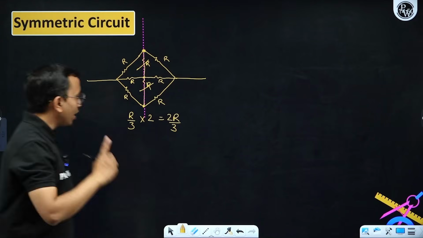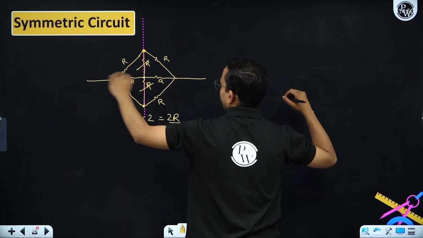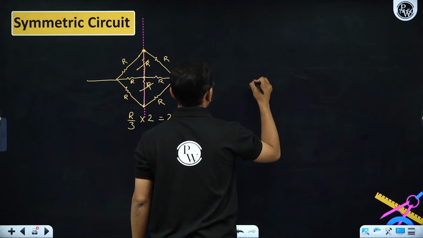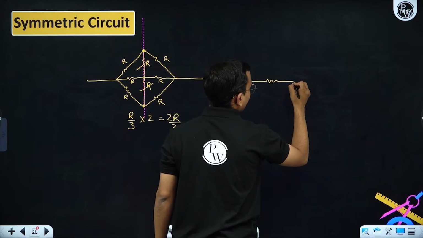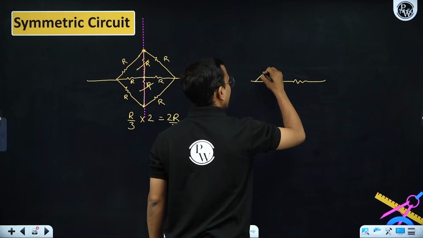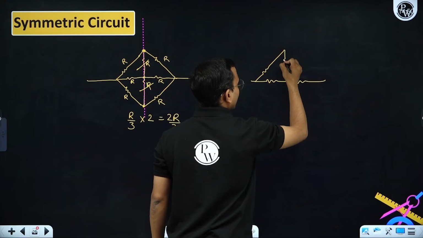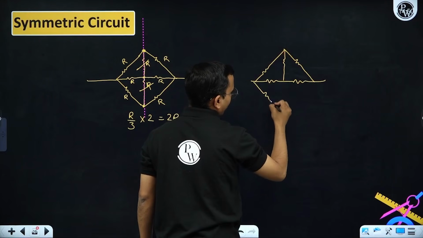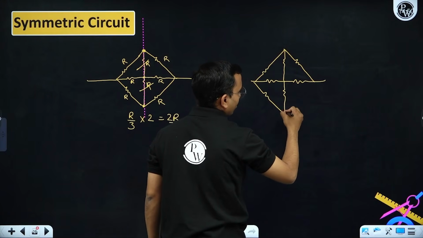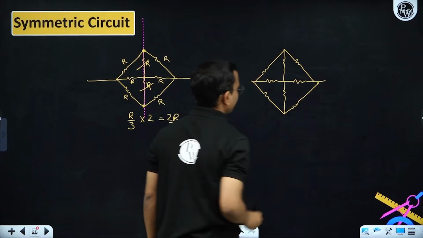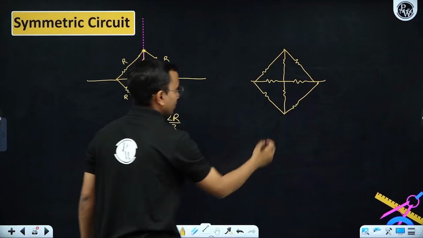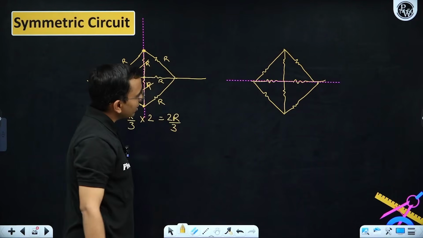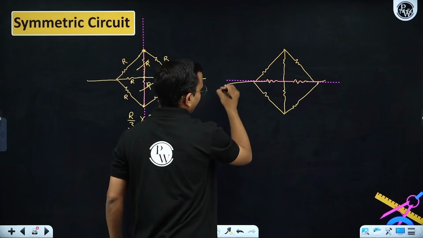Now the other way, if I see the symmetricity about this line, then what will change? Which things will change in that particular case? So let us redraw it. This symmetricity is there. About this line the circuit is symmetric, our connections are like this.